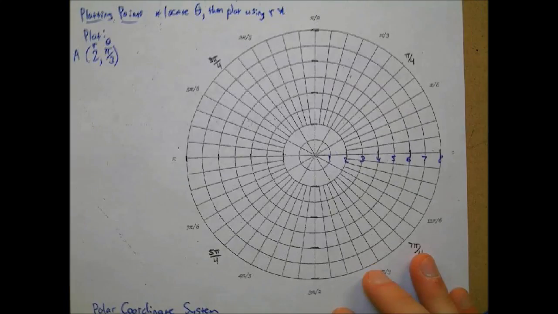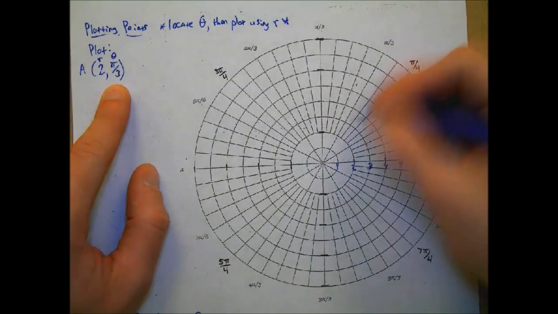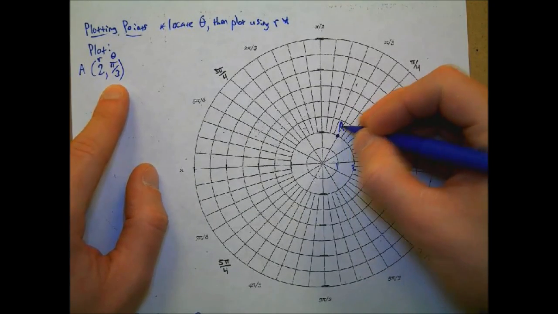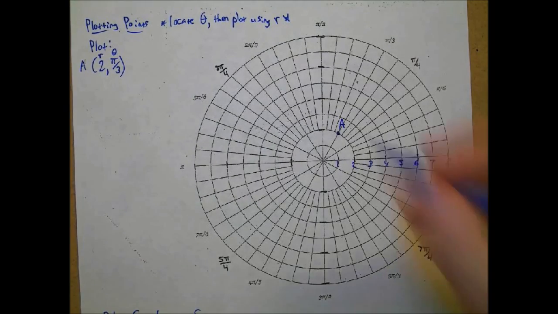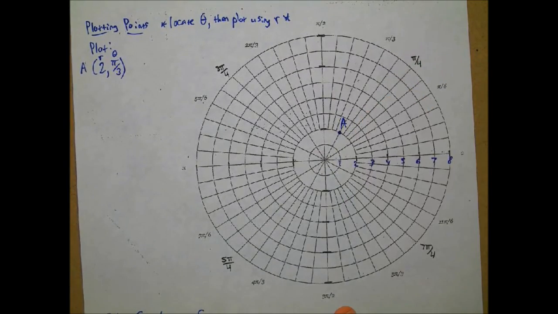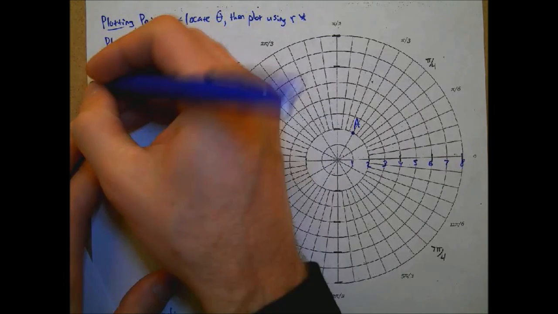Again, there's our pi over 3, and we're going to go out along that pi over 3 angle, 1, 2 radiuses, and there's our point A. Along that pi over 3 angle, 2 units out.